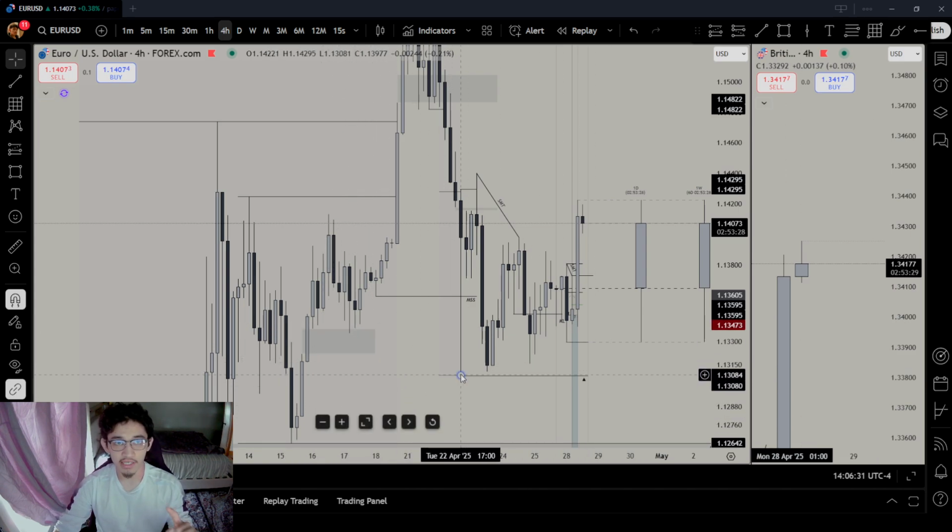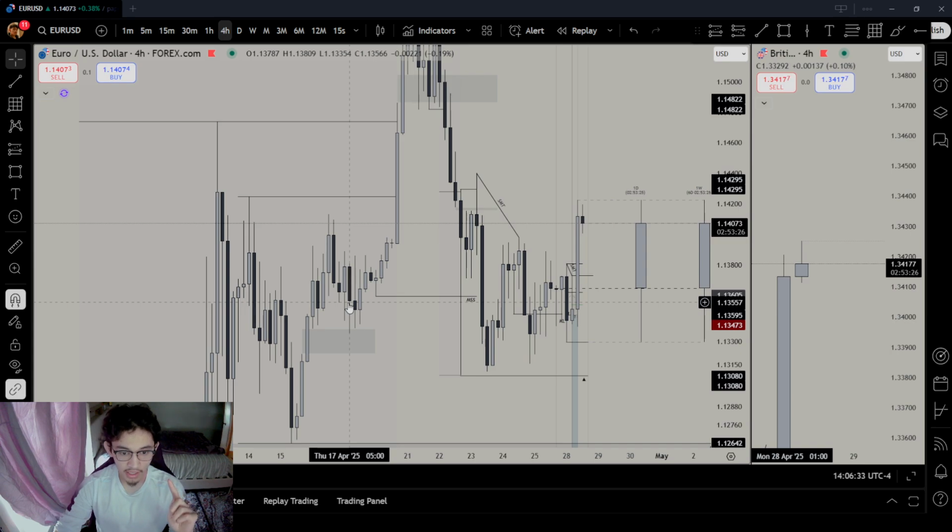Why? There's two reasons, I said. This fair value gap worked because it got tapped during the right time. There's an SMT right over here, by the way. There's SMT with some sort of this fair value gap. The SMT failed because it didn't have the right time.